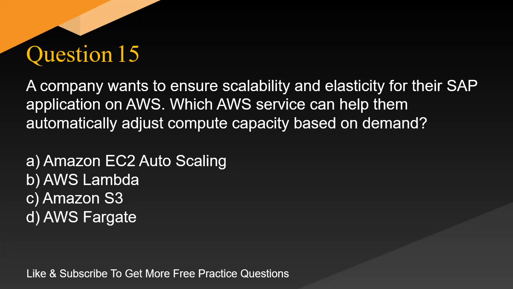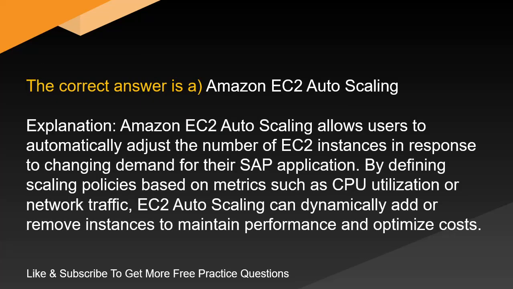Question 15. A company wants to ensure scalability and elasticity for their SAP application on AWS. Which AWS service can help them automatically adjust compute capacity based on demand? A. Amazon EC2 Autoscaling. B. AWS Lambda. C. Amazon S3. D. AWS Fargate. The correct answer is A.